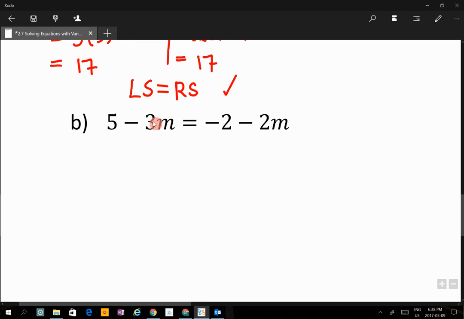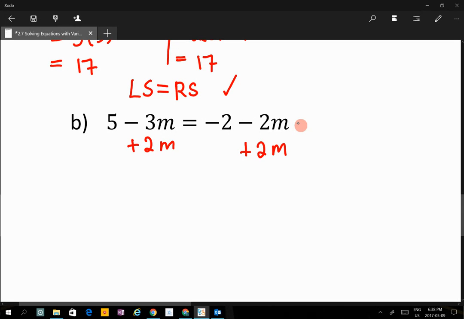Again, I have a variable here on both sides of the equation. 5 minus 3m equals negative 2 minus 2m. So I'm going to try and remove one of these terms. Okay, so I'm going to choose to remove the minus 2m by adding 2m here. And I have to balance the equation, so I have to add 2m over here.